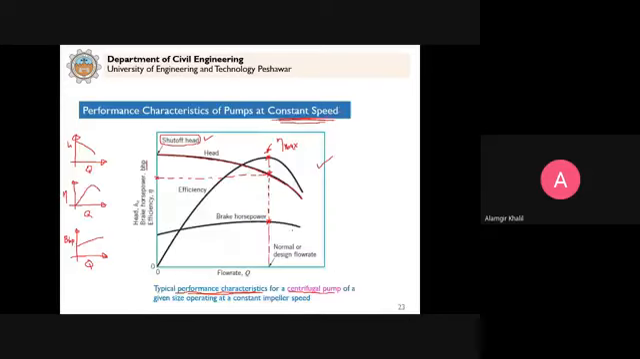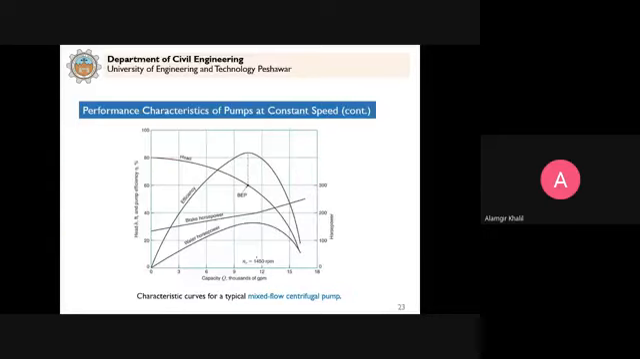These are the curves for a centrifugal pump. That is our main focus. Now these are the same curves, but for the mixed flow centrifugal pump. It means that the flow is partly radial and partly axial. You can see here that this is maximum efficiency. This is what we call the BEP, best efficiency point.